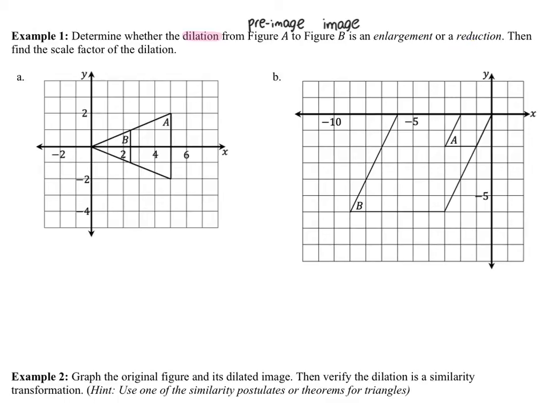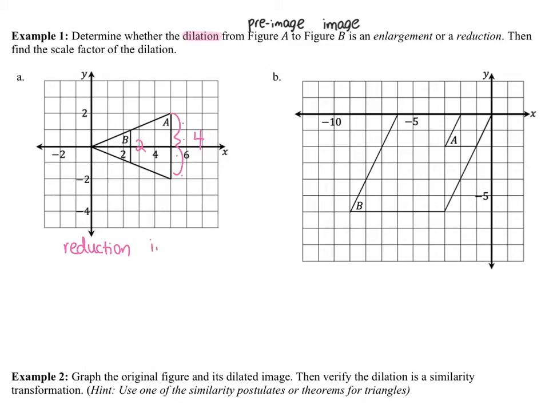So you can visually see the answer to this question. If A is the pre-image, what we started with, so A is this triangle, and B is what we ended with, it's obviously a reduction because it got smaller. You would also figure out it's a reduction once you found that K is between 0 and 1. Okay, so to do this, we have to pick a pair of corresponding sides. Guys, pick the easiest one. Right here, this length, we can count 1, 2, 3, 4, is 4 units long. And right here, from here to here, we can see that that's 2 units.